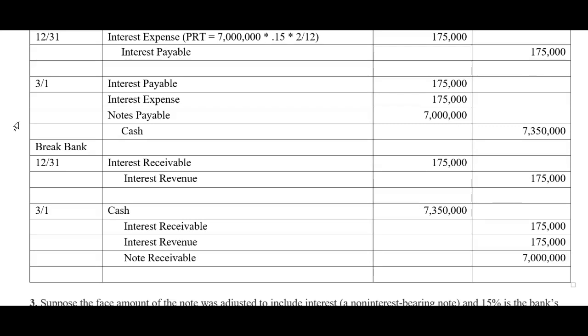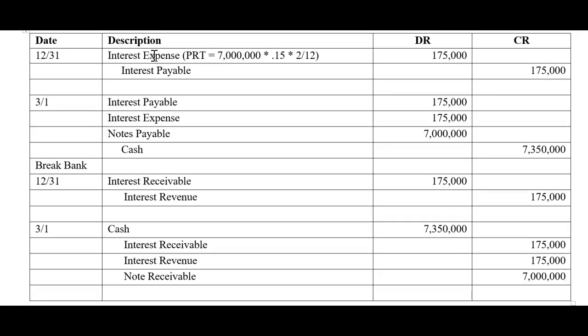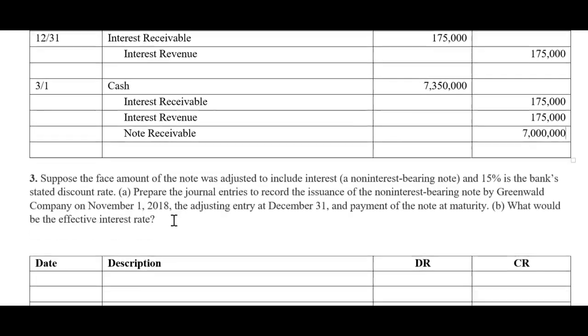So in this example, you sort of see both sides of the transaction. You get to see Greenwald on top here, which is the borrowing firm, and Break Bank, which is the lending firm. Now let's look at the next part of this problem.